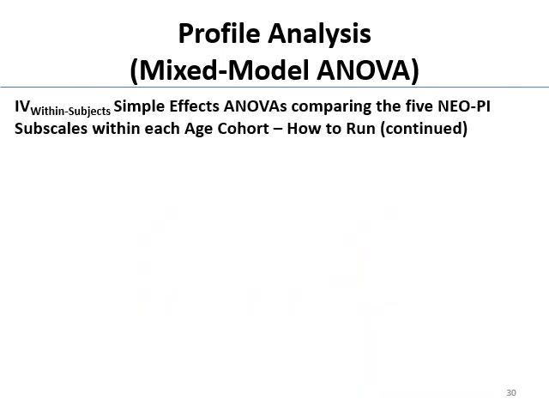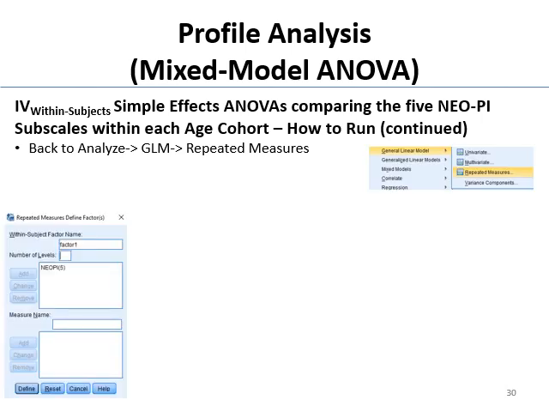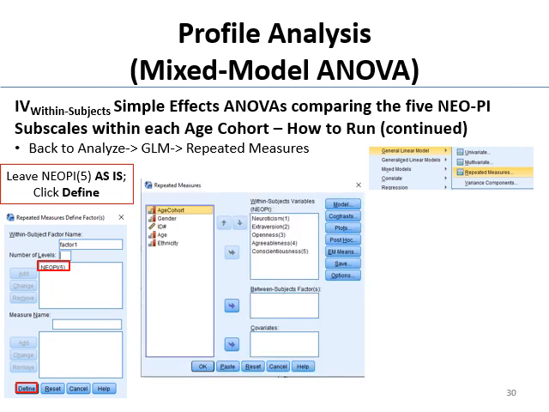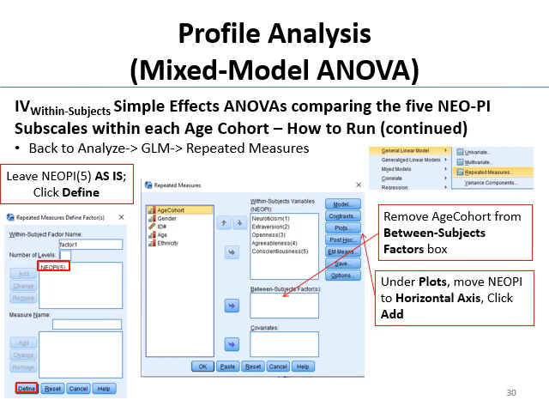All right, so how do we run these simple effects repeated measures ANOVAs? Well, we go back to Analyze, GLM, and Repeated Measures. In there, the first thing you get is that screen where we had NEO-PI. That's still fine, so we just leave it there and click Define. We end up in this screen, and what have I done? Well, we already matched up NEO, A, and C in the within subjects variable box. But what's different is I removed age cohort from the between subjects variable box. It's actually not a variable in a one-way repeated measures ANOVA. We're just comparing the five subscale scores, one for young, one for old, which we achieve not by having the between subjects independent variable in this box, but by using split file.